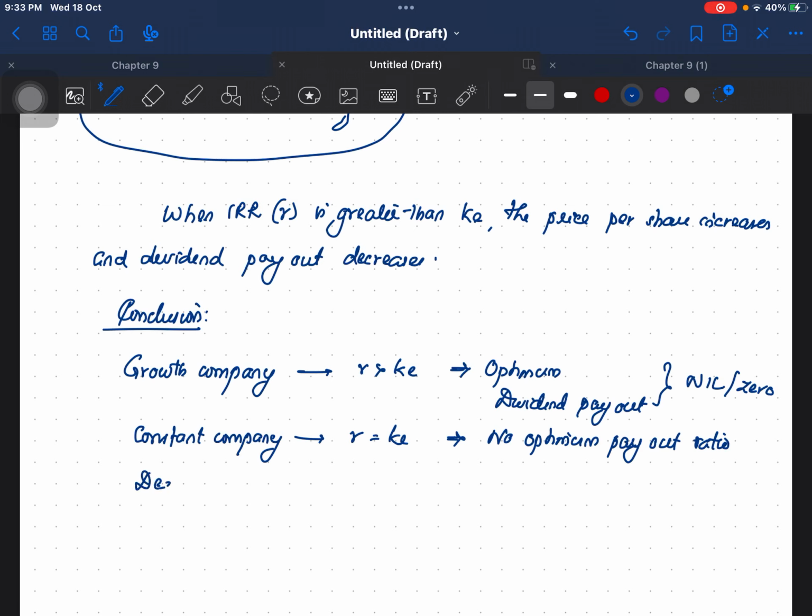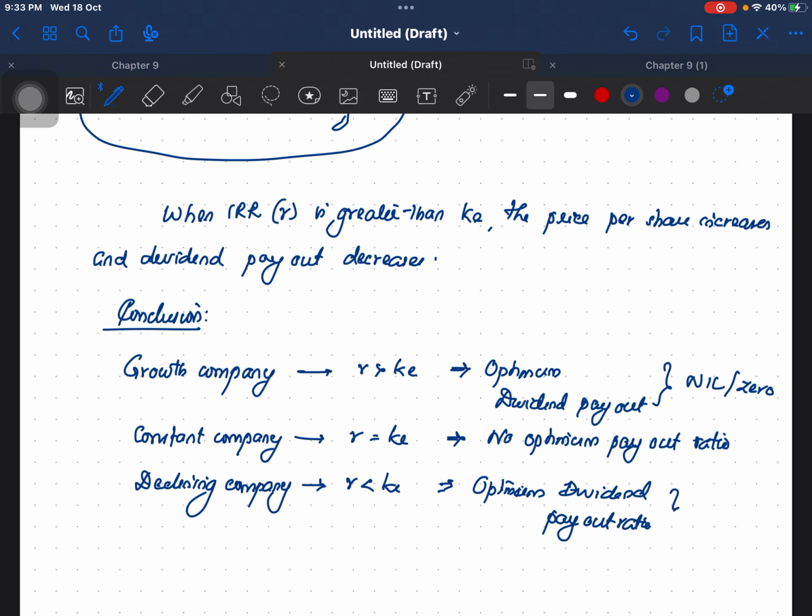But in case of a declining company, it is characterized by R less than KE, so the optimum dividend payout ratio is 100%. So if R is less than KE, then you have to pay the entire amount as dividend. Okay, so this is all about the principles. Now let's do some problems.